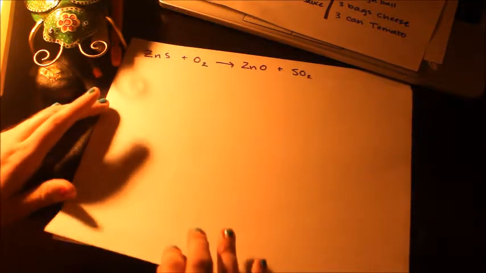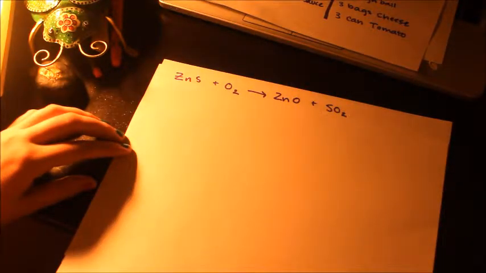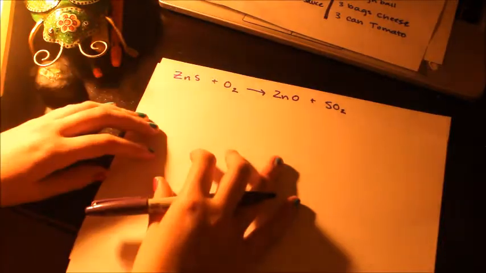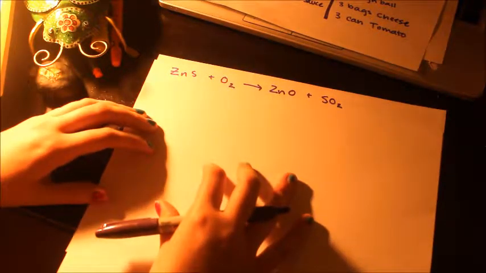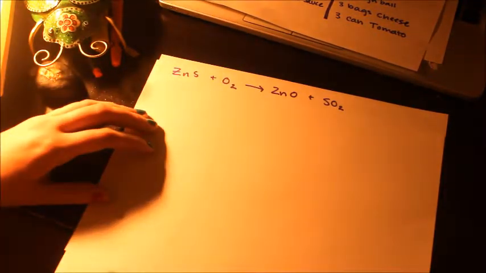So we're given this equation, and we're supposed to find the limiting reactant. It's kind of hard to find out where to start, right? Well, the big thing is to balance the equation first. Make sure your equation is balanced. You're going to need those molar ratios.